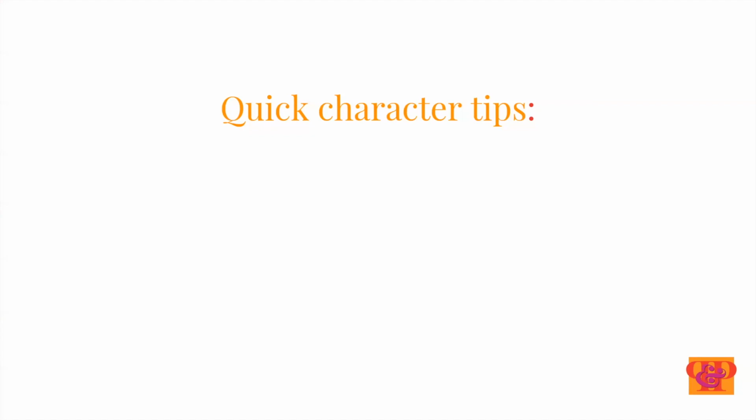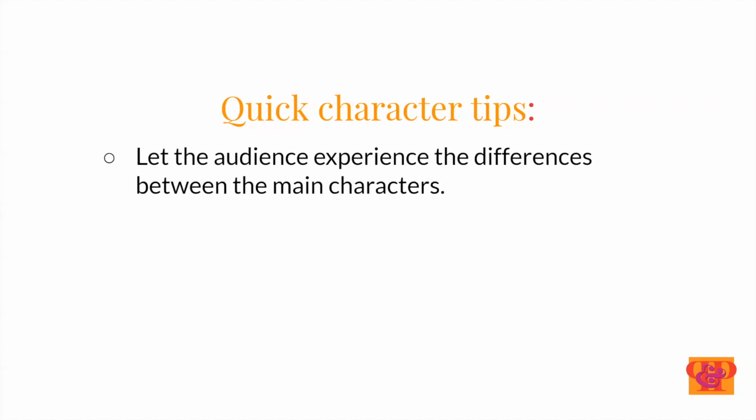And here are a few quick character tips. Let your reader experience the difference between the principal characters. In God's Own Country, we see Johnny underappreciative of his family and his farm. He's doing the bare minimum to survive. Gheorghe, on the other hand, takes pride in farm work and desperately wants a connection to others and the land.